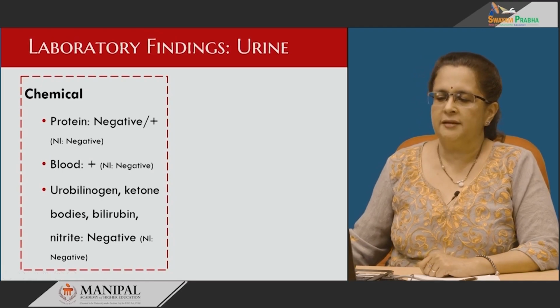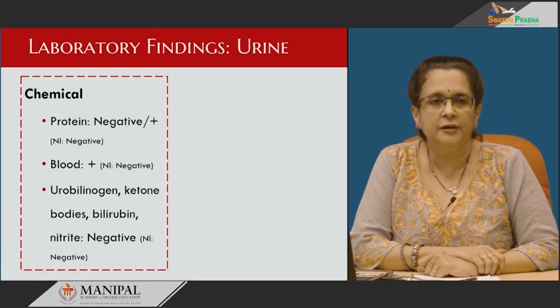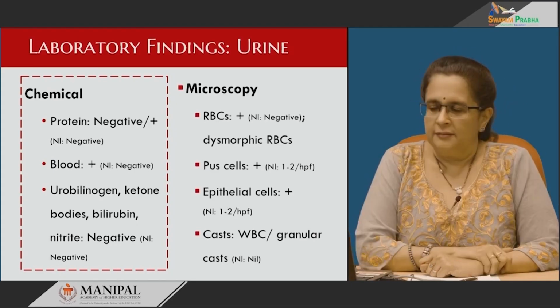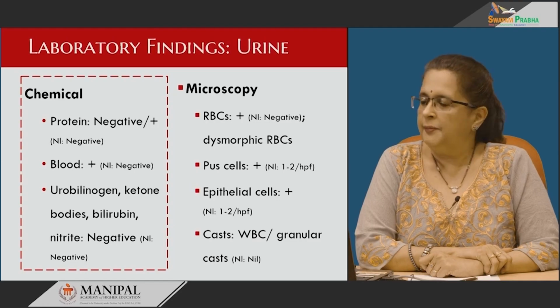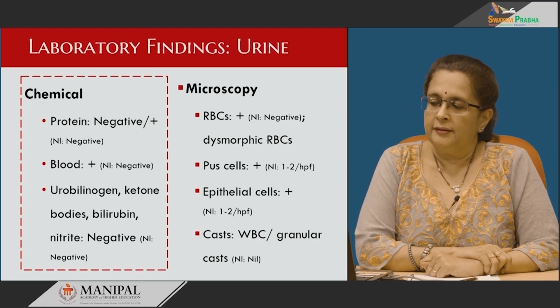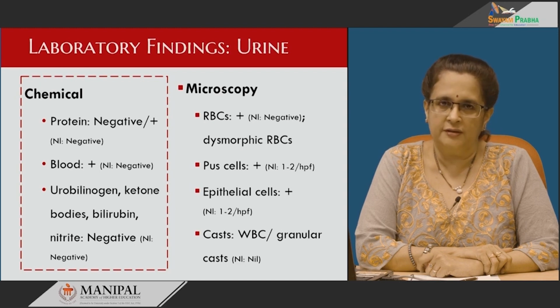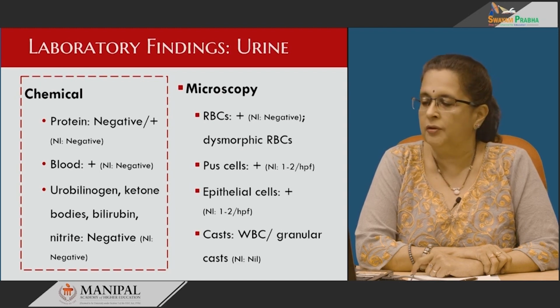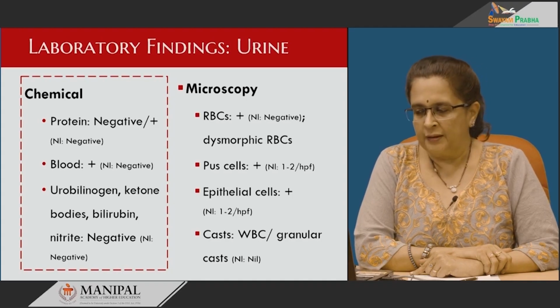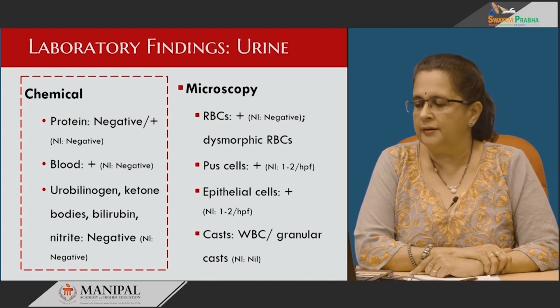The other aspects, that is urobilinogen, ketone bodies, bilirubin, nitrite etc. are not seen. Under the microscope RBCs are normally present in these patients. The dysmorphic RBCs are more often seen, and this is because it is a case of glomerulonephritis. Pus cells, that is your WBCs will be seen, and epithelial cells may also be present. Casts are WBC casts or granular casts.